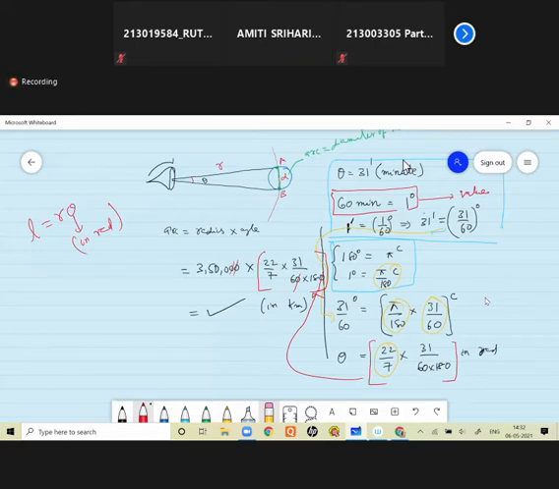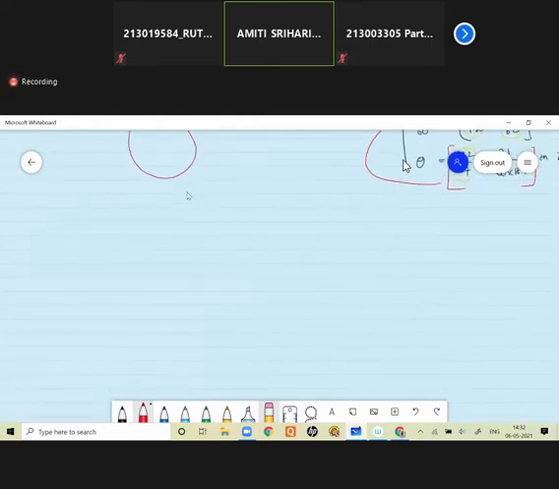Sir, length of arc formula is theta by 360 into 2 pi r, no, sir? Correct. You tell me, length of arc will come to that point. Whatever you are telling will come to that point. That only we will derive. You see what you are telling, length of arc. Right, this is the theta, right?